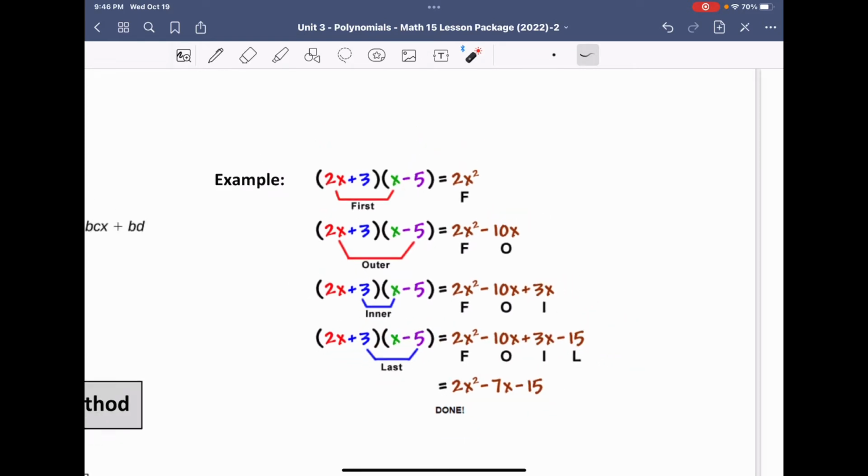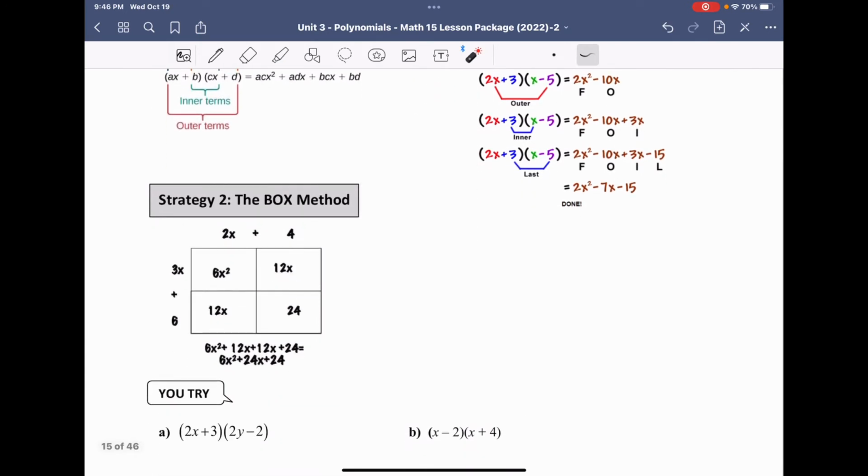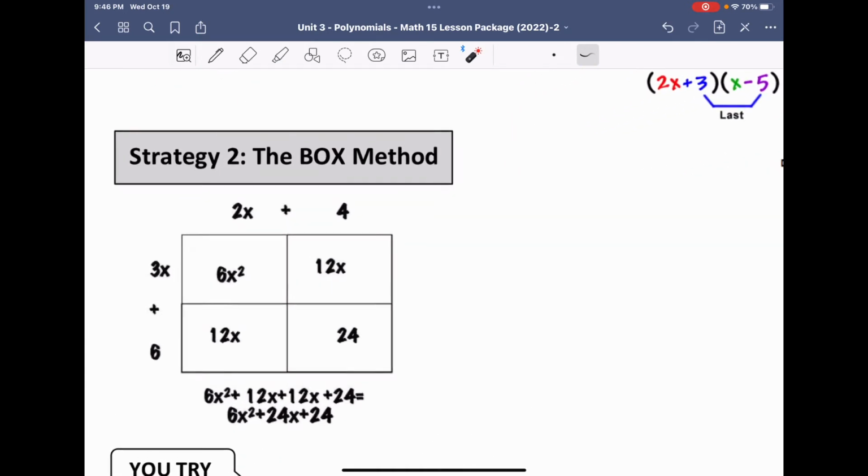All right. Now, we can go into strategy 2, which is the box method. Suppose I gave you a binomial by a binomial, and my first binomial is 2x plus 4, and my second binomial is 3x plus 6. If that's the case, well, what I can actually do is assign each of those parts of the binomial to one part of the box.